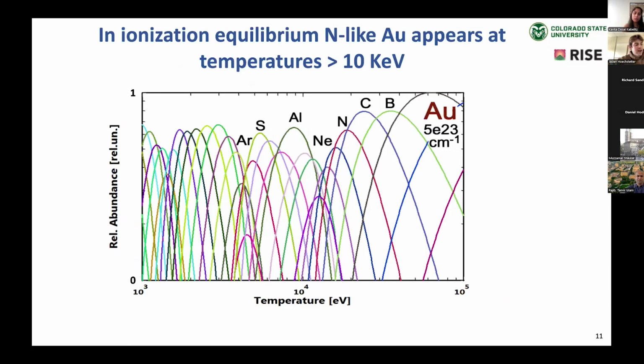So steady state ionization balance calculations show that to create such a degree of ionization, electron temperatures must exceed 10 keV. And in our highly transient plasmas, electrons acquire MeV energies and rapidly thermalize to temperatures of several tens of keV. And we got nitrogen-like gold, which is this curve right here, which is greater than 10 keV.